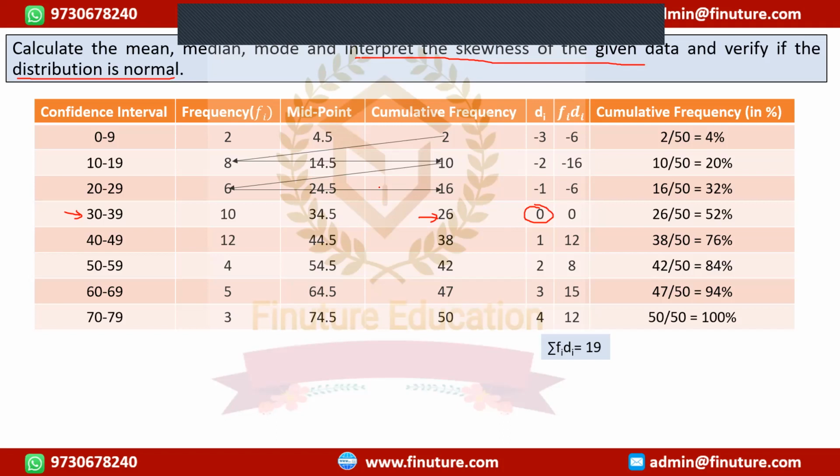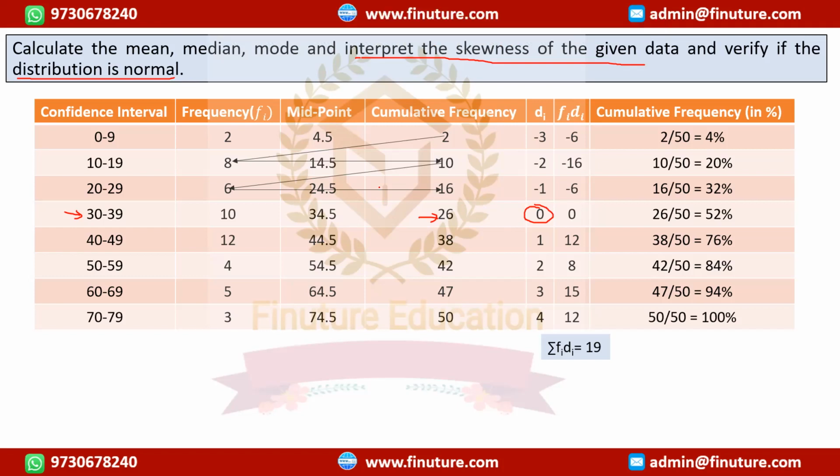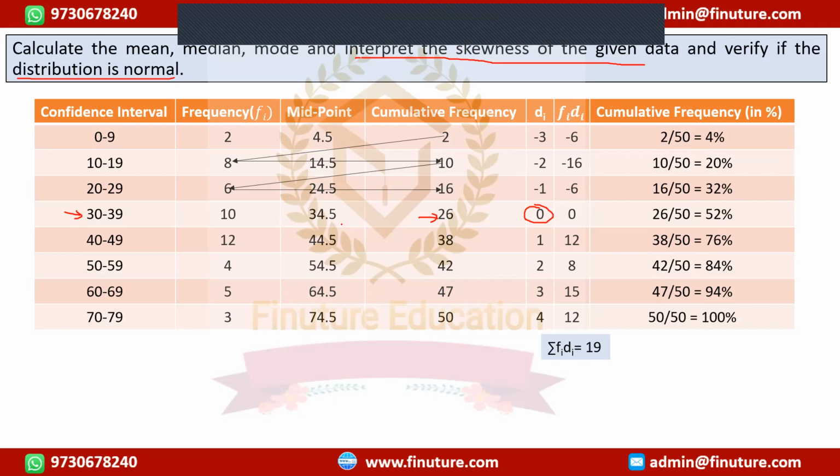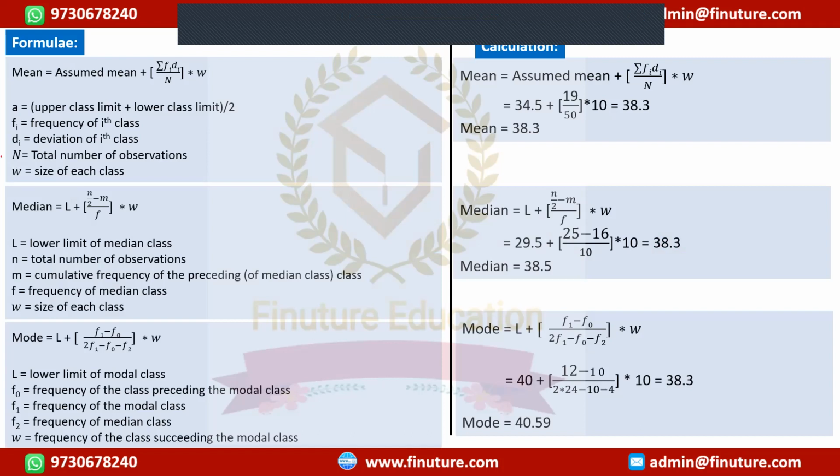You just had to get an idea how to interpret that, if it is negatively skewed, positively skewed, or there is no skewness in your data. So that's what is expected from you from an FRM exam point of view. So let's see how we calculate mean, median, and mode, just from a knowledge perspective.